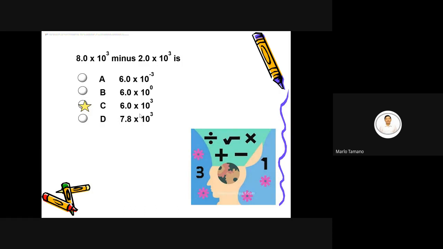8.0 times 10 cube minus 2.0 times 10 cube is, what do you think? C. Nilagyan ko po ng star, tama po ba yan? Bluff or fact? It's a fact. Okay, so that is fact. So 0 minus 0 is 0, 8 minus 2 is 6, 6.0 times 10 cube. That is correct.